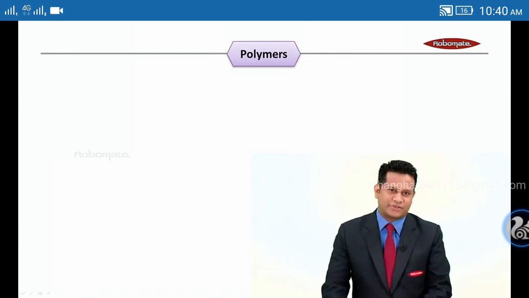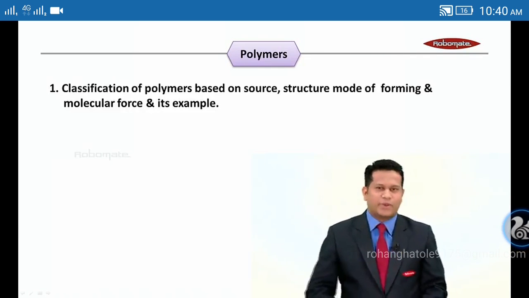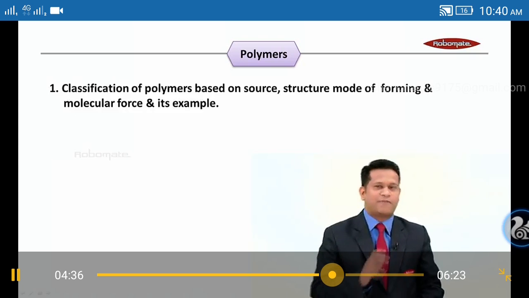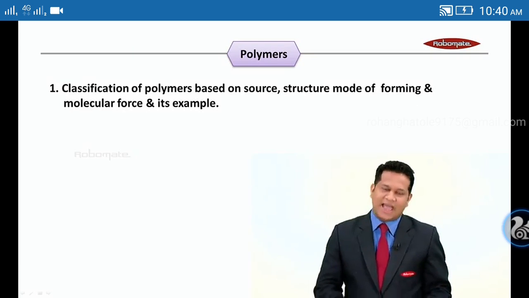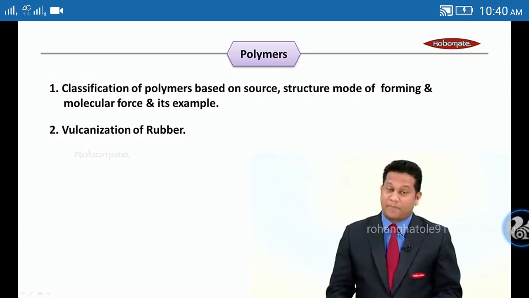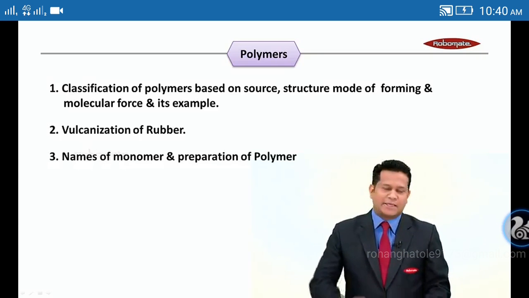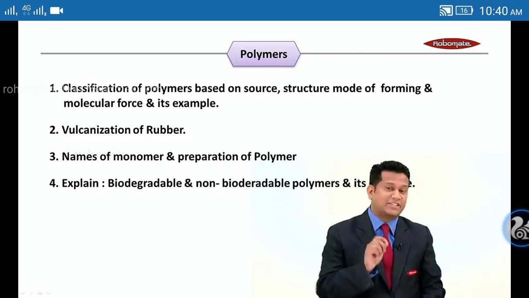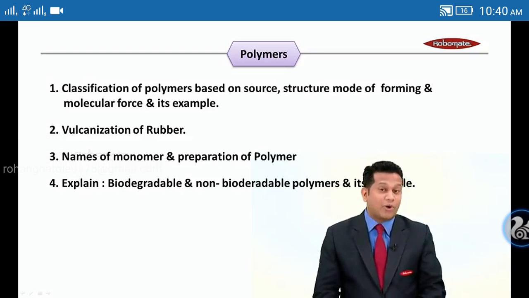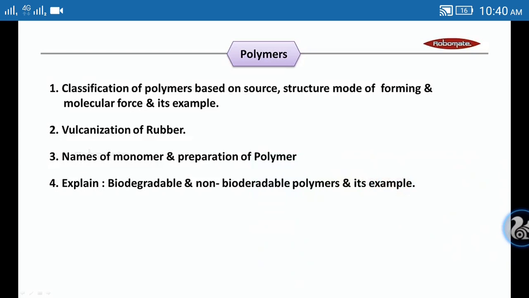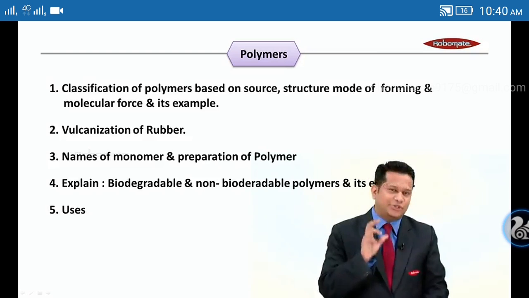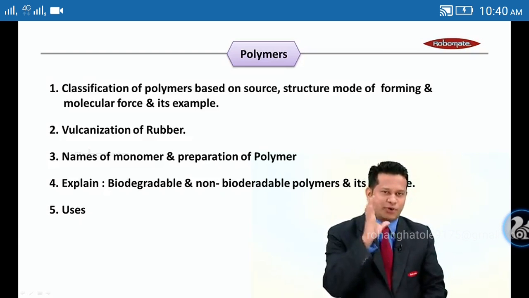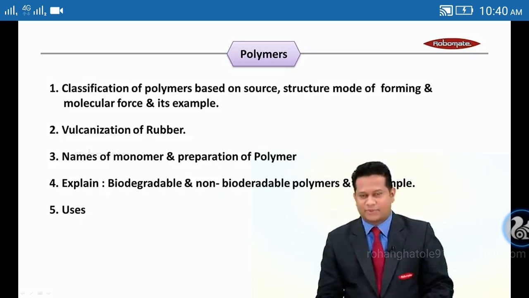Let's go ahead with polymers. When it comes to polymer, the first important question is classification of polymer based on source, structure, mode of forming and molecular force and examples of certain polymers. Vulcanization of rubber, names of monomer and preparation of polymer. Very important question. Explain biodegradable and non-biodegradable polymer and its example, followed by the uses of polymer. Rather, in organic, remember the uses of almost all the chapters, and all the possible compounds.